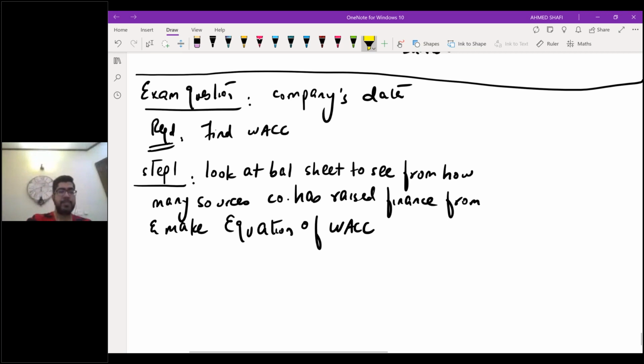So the first step is you should look at the balance sheet to see from how many sources the company has raised finance, because when you look at the balance sheet, you will get to know, okay, it has raised finance from 2 sources, 3 sources, 4 sources, and then you need to make an equation for WACC. How? Let me explain. Let's suppose the question asks you to find WACC.